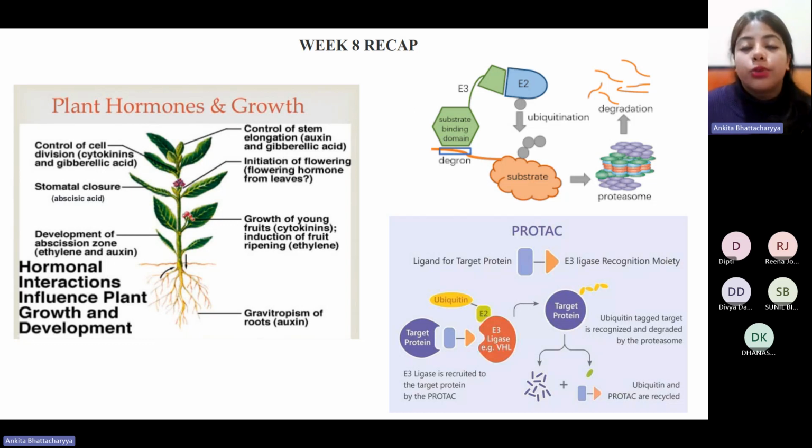But we also have two other hormones, which are ethylene, and also auxin, cytokinin, abscisic acid. So abscisic acid is majorly involved in the vasodilation, or to put it a little more simply, it is involved in maintaining the water content within the plant. So it helps in water stress.